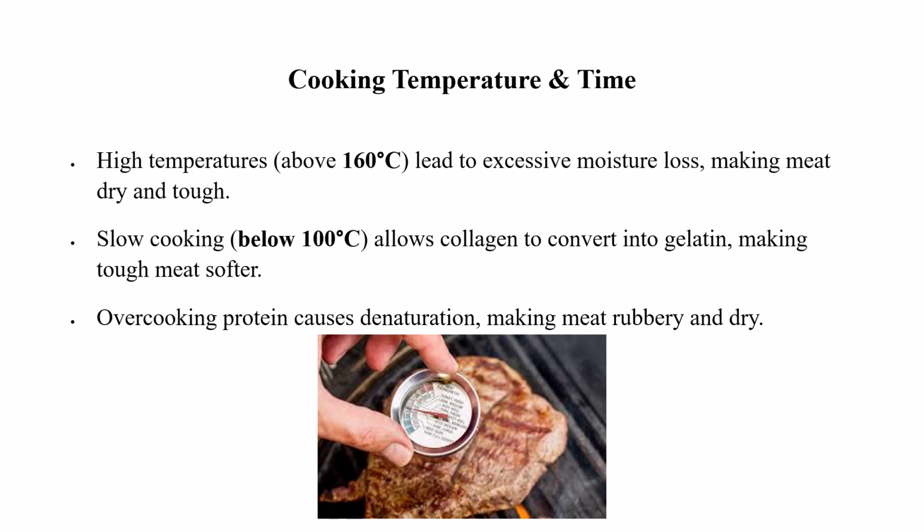Cooking temperature and time. Temperature and cooking time are critical. High temperatures can lead to moisture loss, making meat tough and dry. Slow cooking at lower temperatures helps convert collagen into gelatin, making tough cuts tender. Overcooking proteins causes denaturation, resulting in a rubbery texture.